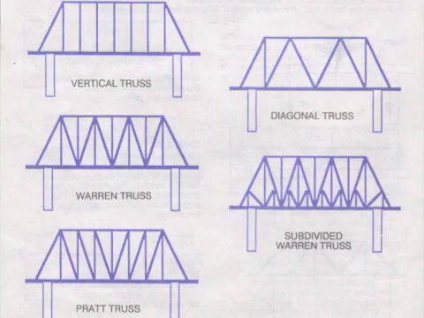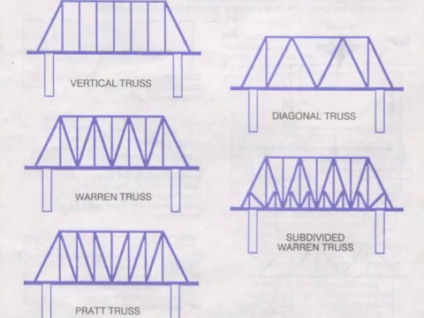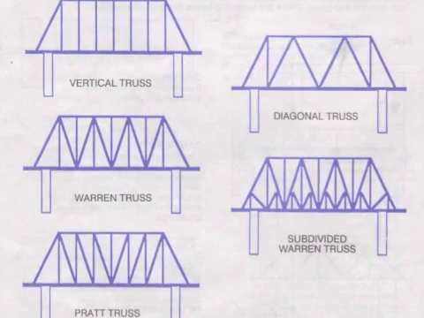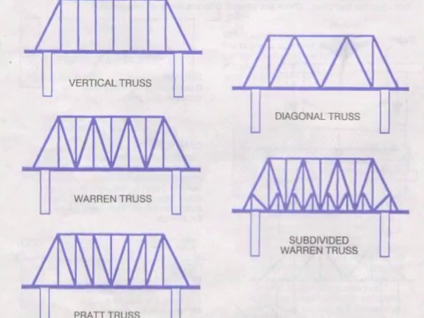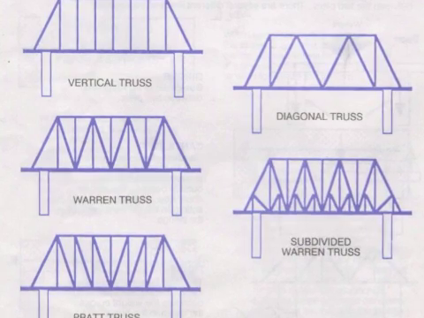There are three useful types of trusses: diagonal trusses, Warren trusses, and Pratt trusses. Usually vertical trusses would not be advised because triangles make bridges much sturdier.